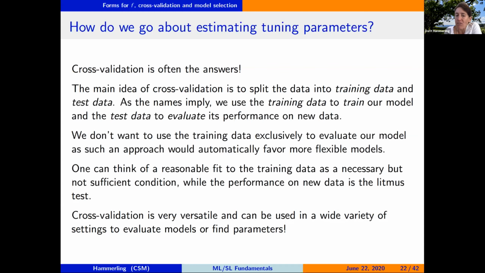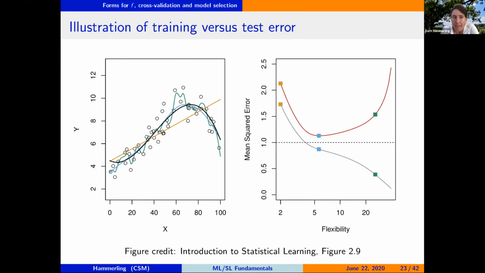Cross-validation in general is very versatile. You can use that in a wide variety of settings to evaluate models or find parameters. For example, that whole discussion about hyperparameters, you can use cross-validation to find out what would be your best hyperparameter. Let me give you an example here. Let's look at this in a bit of detail. On the left-hand side, the black curve is the true functional relationship between these x's and the y's. All the circles, the black and yellow circles, are the data we observe.